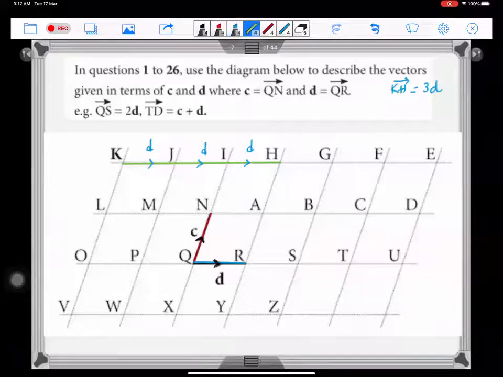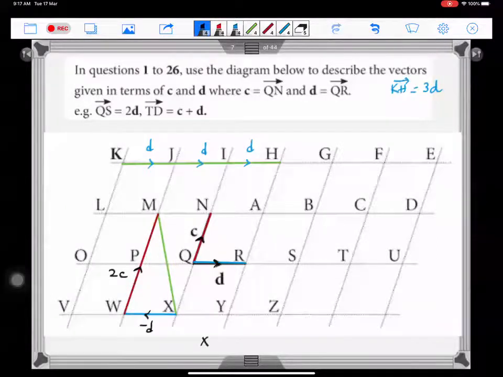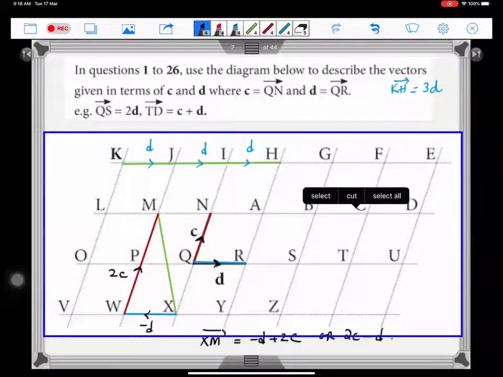Similarly, if I need the vector XM, I'm picking this one up. That means I have to start with X and go till M like this. So XM along the D direction should be minus D. This one is minus D. And along this direction is 1C and 2C. So it's 2C in this direction. Therefore, XM is minus D plus 2C, which can also be written as 2C minus D. So this is the basics of vectors.